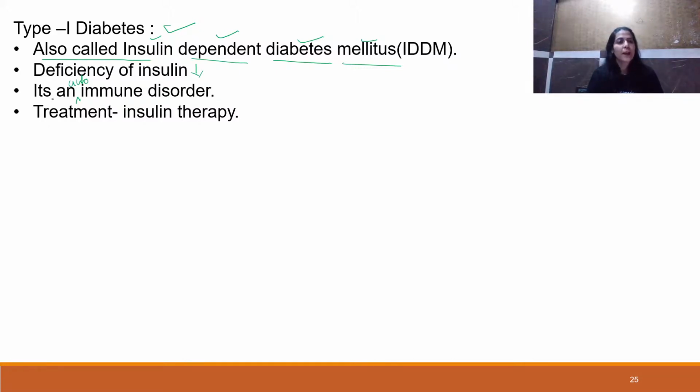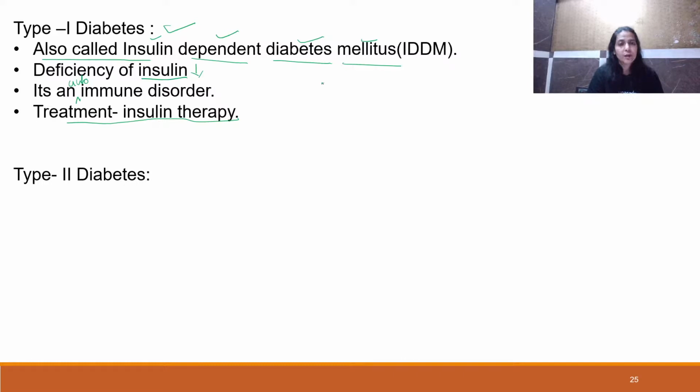Okay, Biswajit. So, type 1 diabetes is an autoimmune disorder. Your own body cells are being killed by your own antibodies. So, here your pancreas is basically destroyed. Since the pancreas is destroyed, there is deficiency of insulin, and that is why it is known as insulin dependent diabetes mellitus. The treatment is insulin therapy. What treatment is given is insulin therapy.